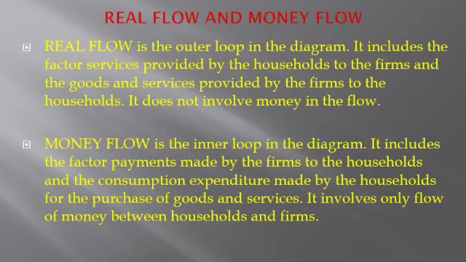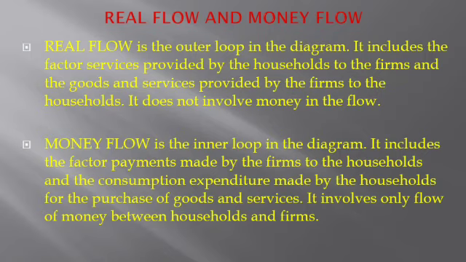There is no involvement of cash or flow of money from one sector to another sector. Here, both the sectors are providing something other than money. Here, household is providing factor services to the firms. Firms is providing goods and services to the households. Now, let us come to the money flow. Money flow is the inner loop in the diagram, that is the red colored arrows we have seen.